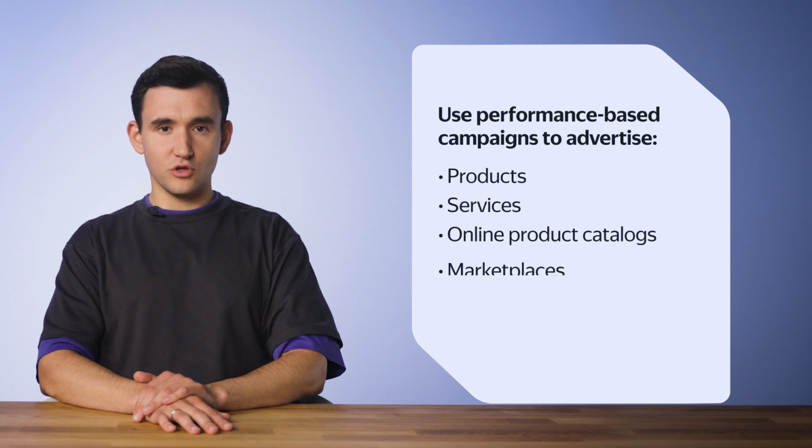These can help you get the widest possible reach of your target audience to build or increase brand or product awareness and create demand for it. Next, use performance ads to work with existing demand. By serving ads in the appropriate context and using relevant creatives, performance-based advertising aims to boost target actions, also known as conversions. Different types of performance-based advertising campaigns in Yandex Direct let you effectively work with different advertising objects such as products, services, online product catalogs, marketplaces, mobile apps, and more.